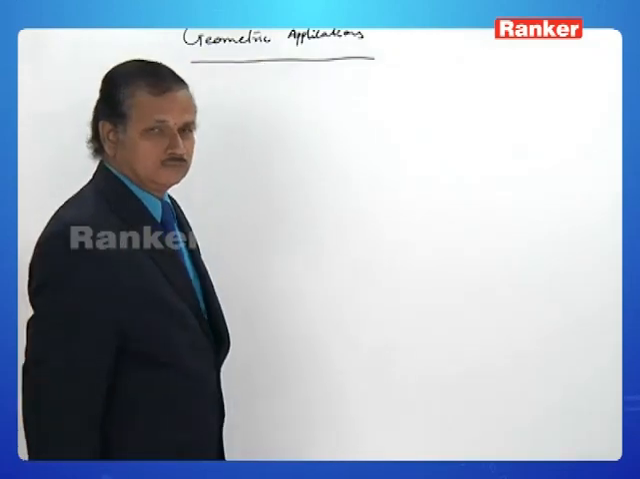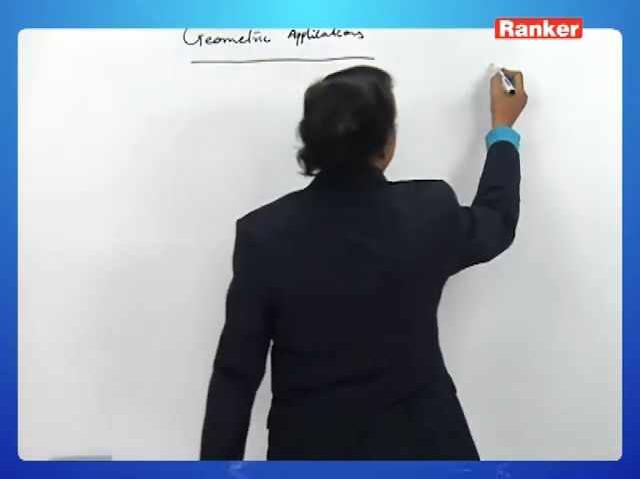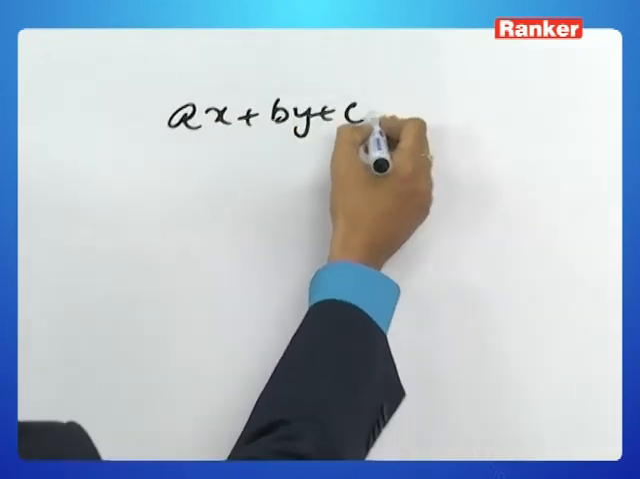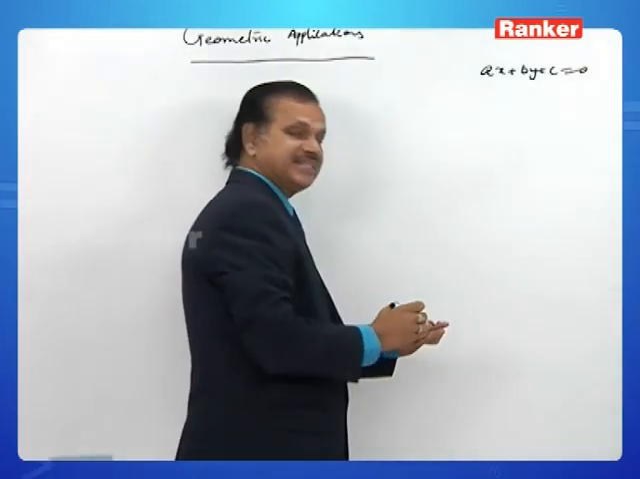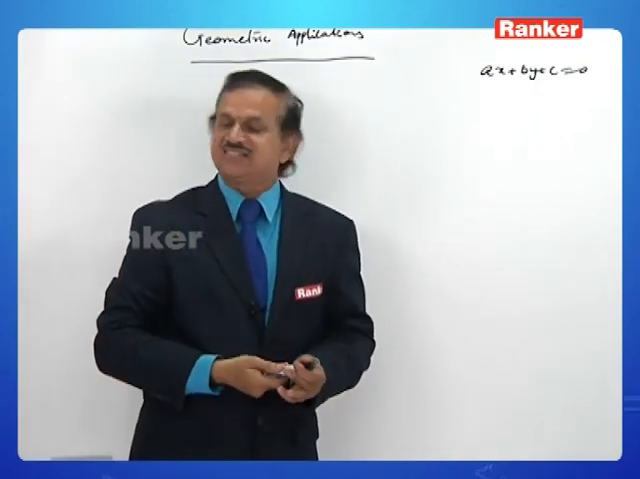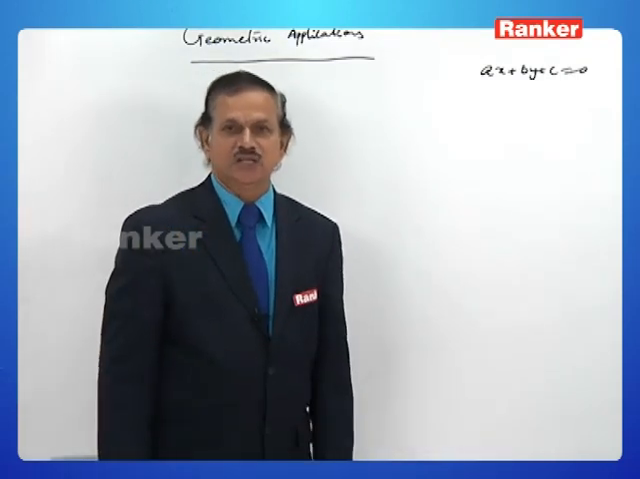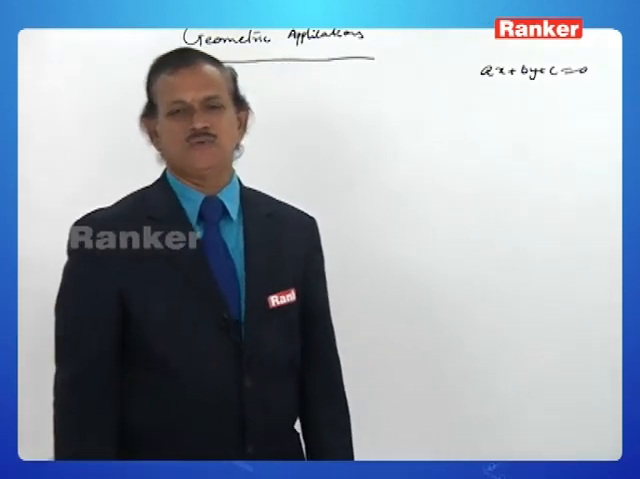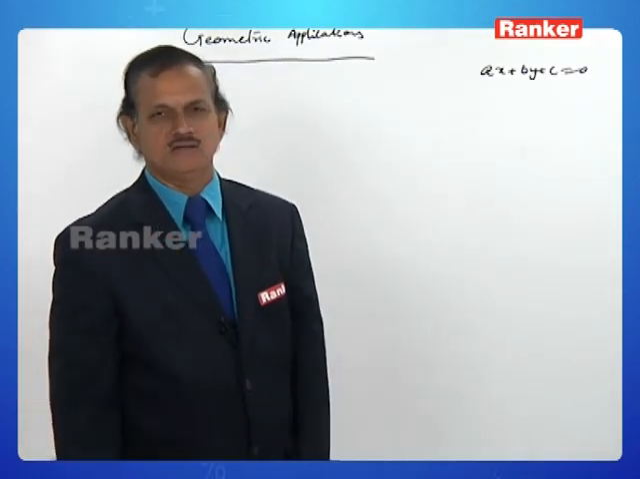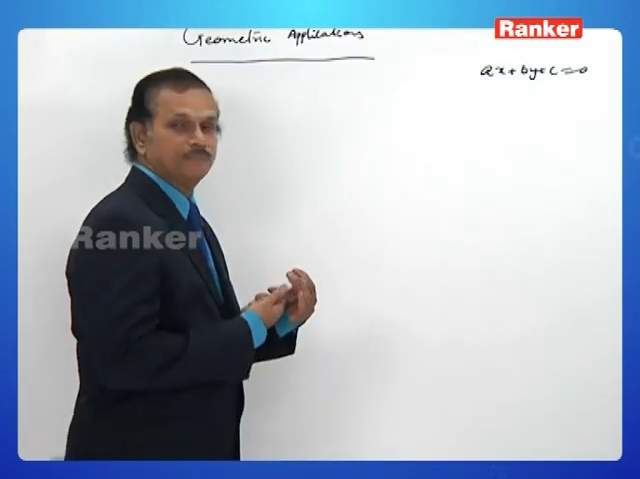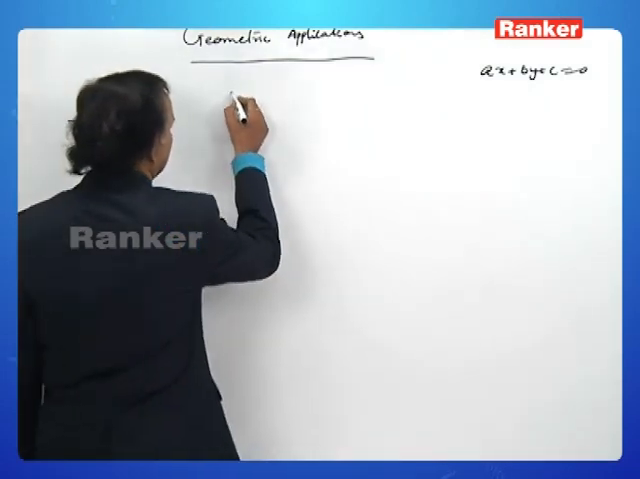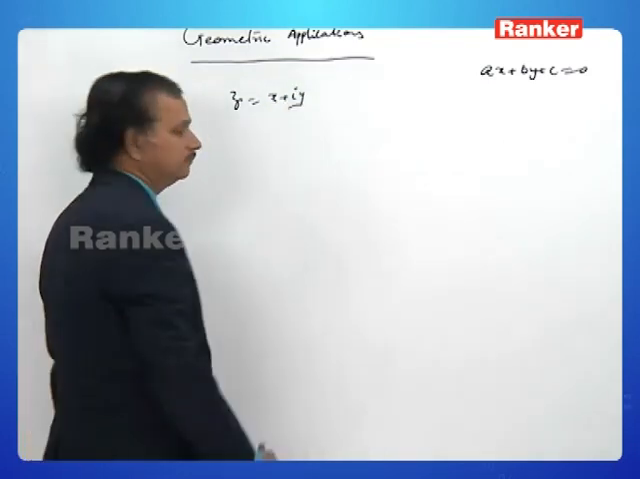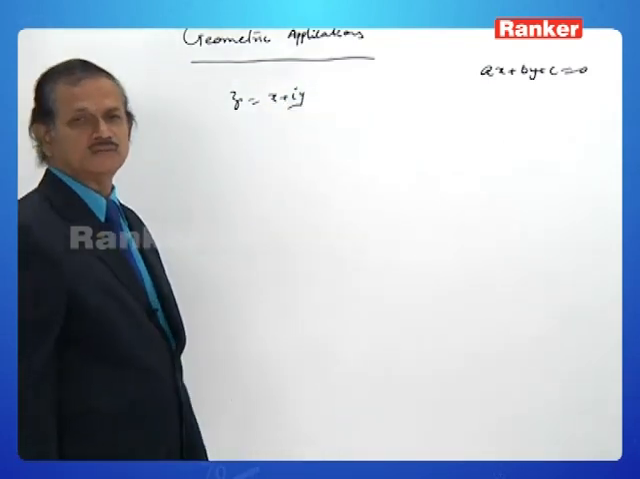Let us recall that the standard equation of a straight line in coordinate geometry within two dimensions is ax plus by plus c is equal to 0. Keeping that in our mind, we are supposed to design an equation in the complex number system of the straight line joining the 2 points. In general, right? Let z is equal to x plus iy, the most general complex number.